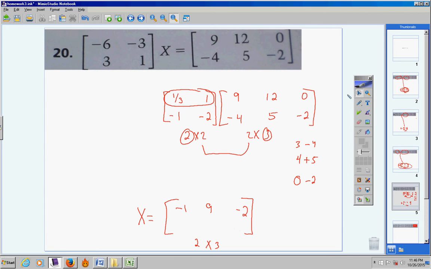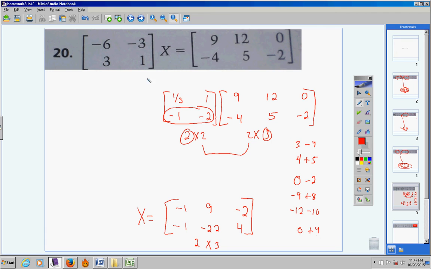Now we're going to take this row here times each column. So -1 times 9 is -9. -2 times -4 is +8, and that gives you a -1. Now take row times column. -1 times 12 is -12. -2 times 5 is -10. Combine those two and we get -22. Now row times column. -1 times 0 is 0, and -2 times -2 is +4. Combine those and you get a 4.